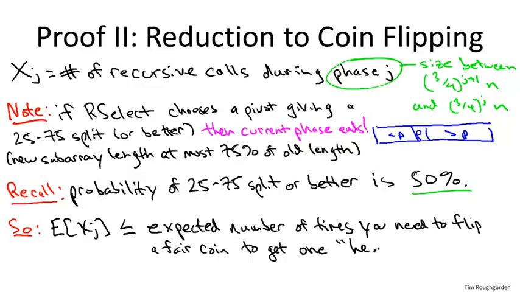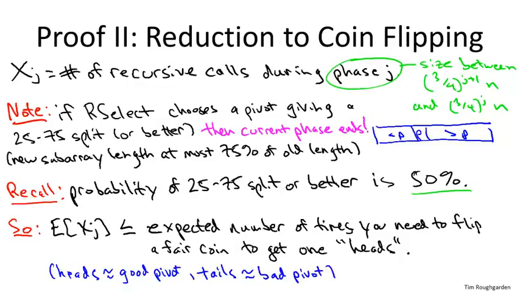If you get a head the first time, it's 1. If you get a tails, then a head, then it's 2. If it's tails, tails, heads, it's 3, and so on. And you always stop when you get that first head. So what's the correspondence? Well, think of heads as being you're in phase j, and if you get a good pivot that gives you a 25-75 split, call that heads, and it guarantees that you exit this phase j, just like it guarantees that you get to terminate the coin flipping experiment. Now, if you get a pivot which doesn't give you a 25-75 split, you may or may not pass to a higher phase j, but in the worst case, you don't. You stick in phase j if you get a bad split, and that's like getting a tails in the coin flipping experiment, and you have to try again.